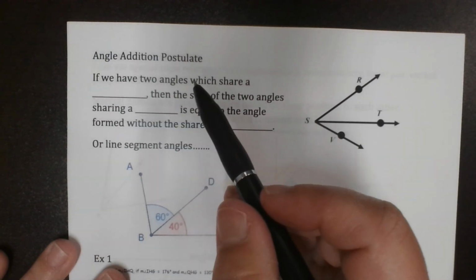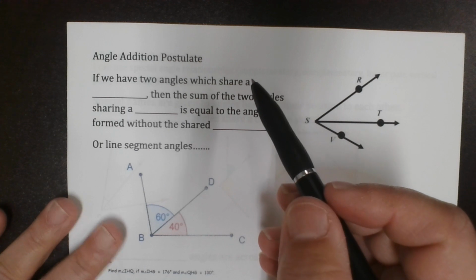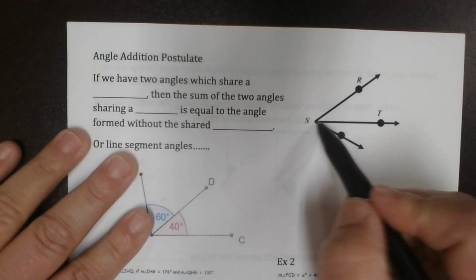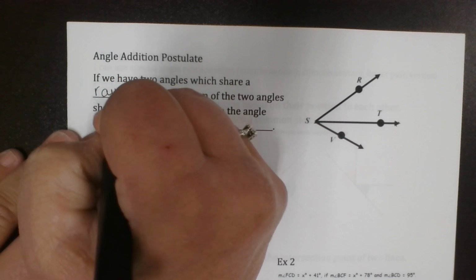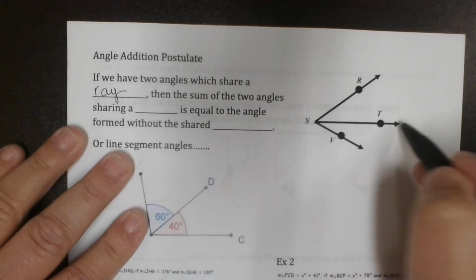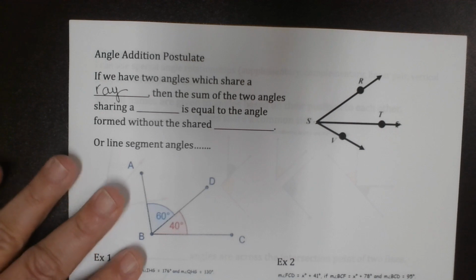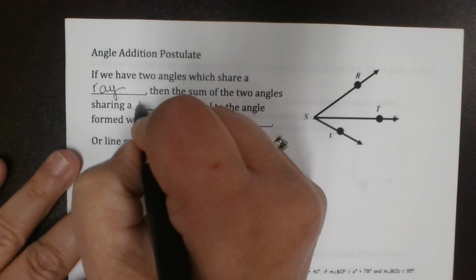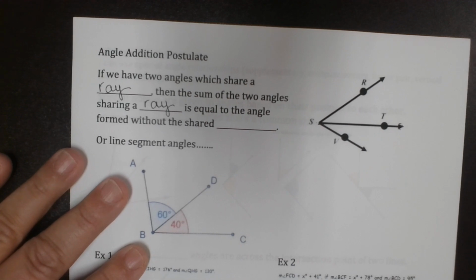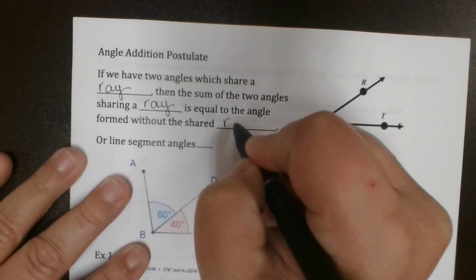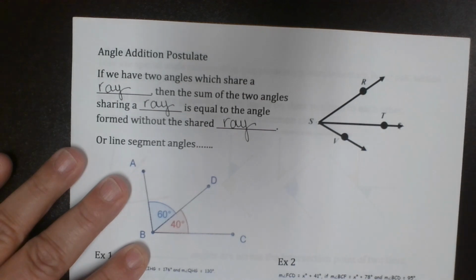If we have two angles which share a side, a ray, then the sum of the two angles sharing a ray is equal to the angle formed without the shared ray. Now, I'm not trying to make that difficult. Let's look at it over here, though.